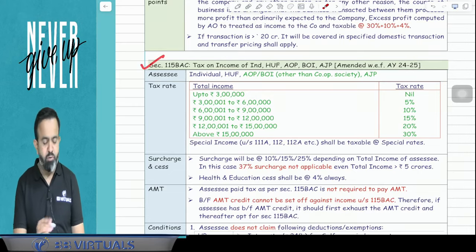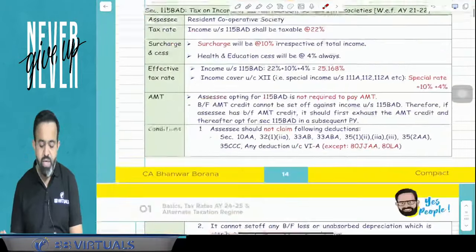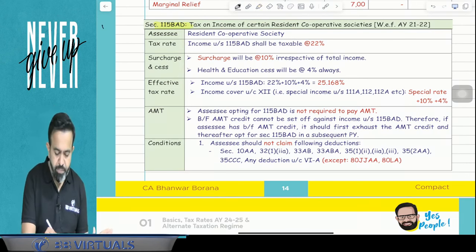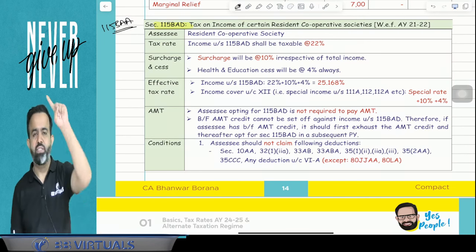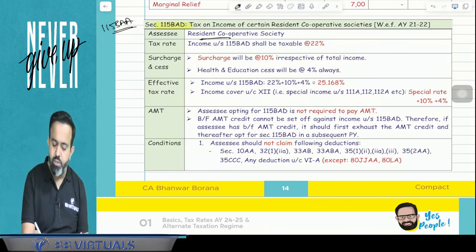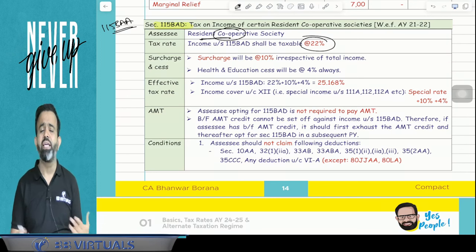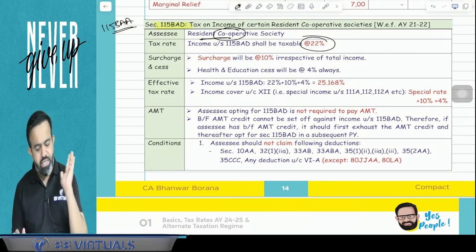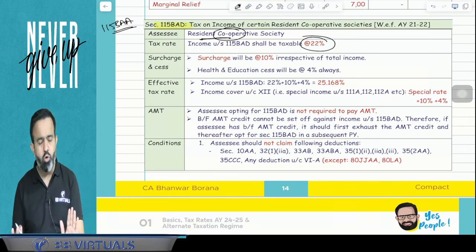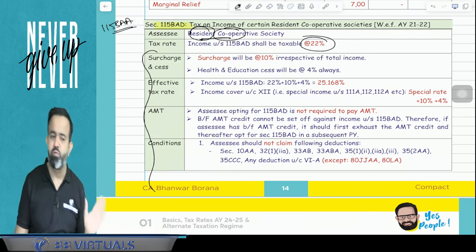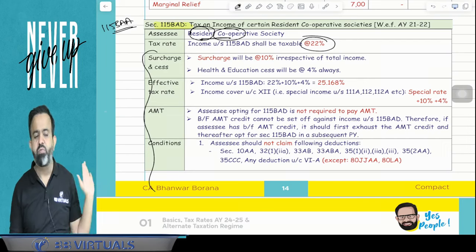Now guys, we'll discuss 115BAC after some time, but before that there is one section, 115BAD. This 115BAD section is basically an exact replica of 115BAA. In 115BAA, you know that in the case of a domestic company the tax rate is 22%. Here it is for a resident cooperative society, with a tax rate of 22%. Cooperative societies normally have slab rates: up to 10,000, 10%; 10,000 to 20,000, 20%; more than 20,000, 30%. But a resident cooperative society has the alternative taxation regime and can pay taxes at the rate of 22%. All other provisions are similar to 115BAA.